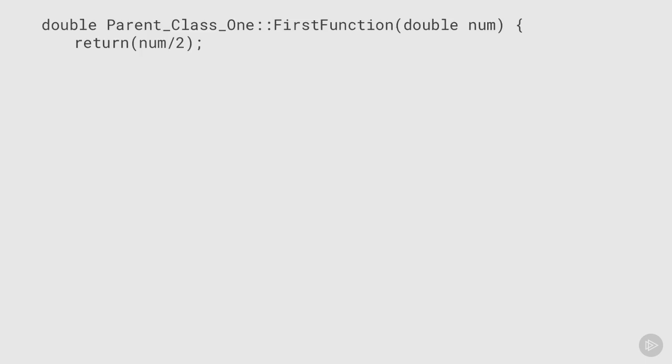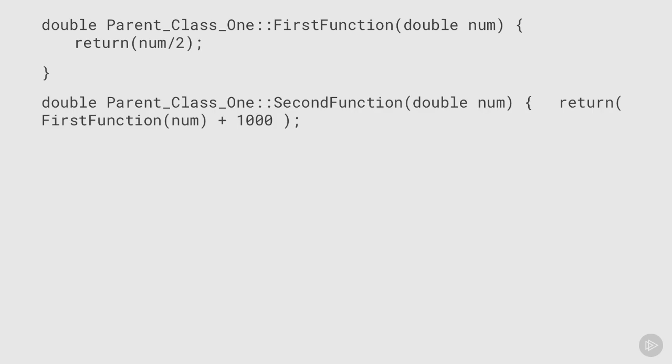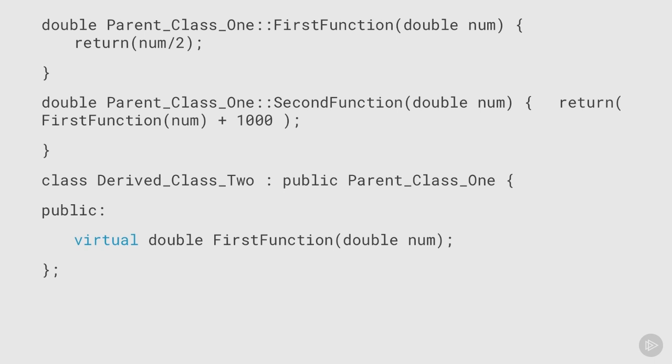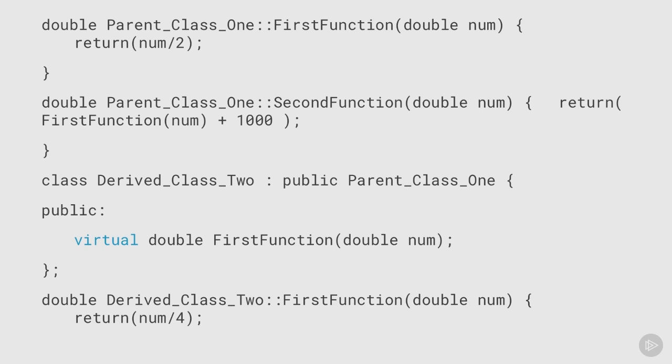What do the functions do? The first function simply divides the input by 2. The second function calls the first and adds 1000. And then in the derived class, what we see is that we are overriding the first function with new functionality, although, again, that keyword virtual is in the wrong spot. It needs to be in the base class. So here we're dividing by 4. So what we should have seen was 1005.